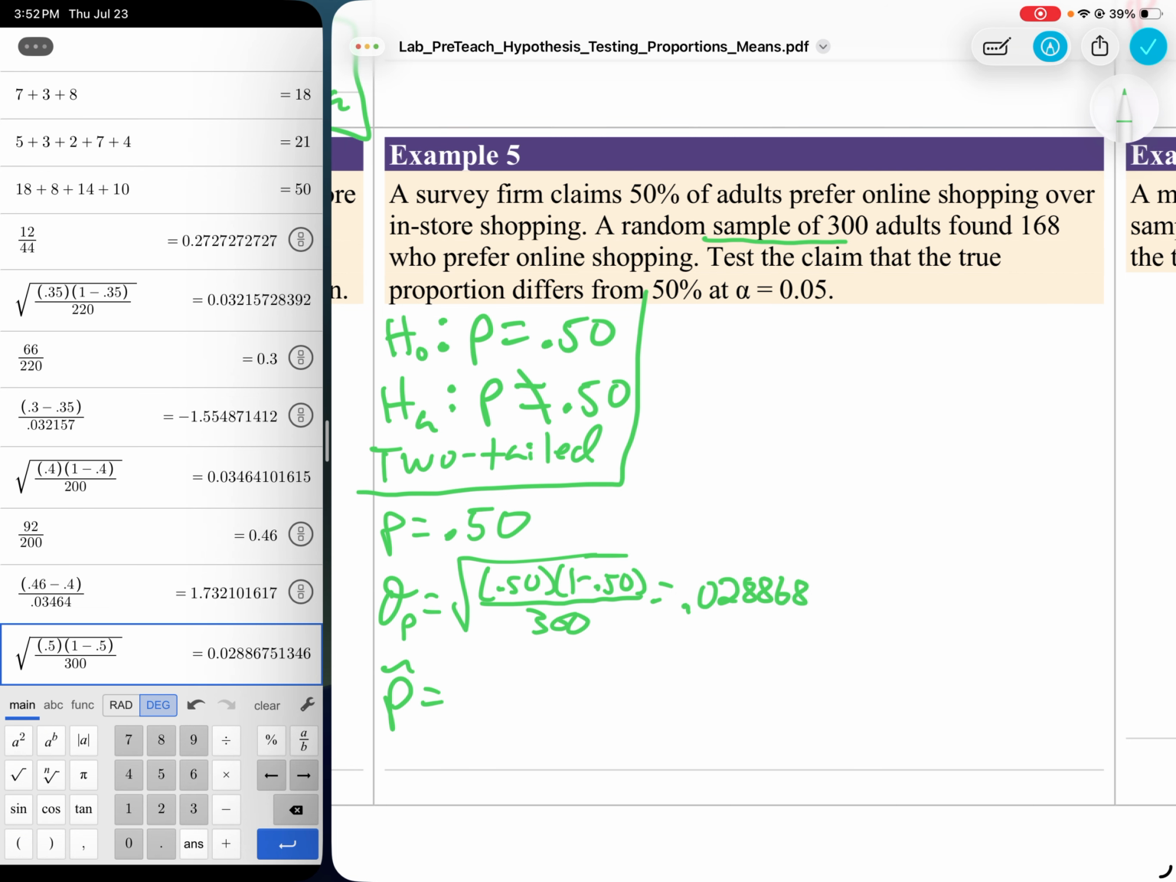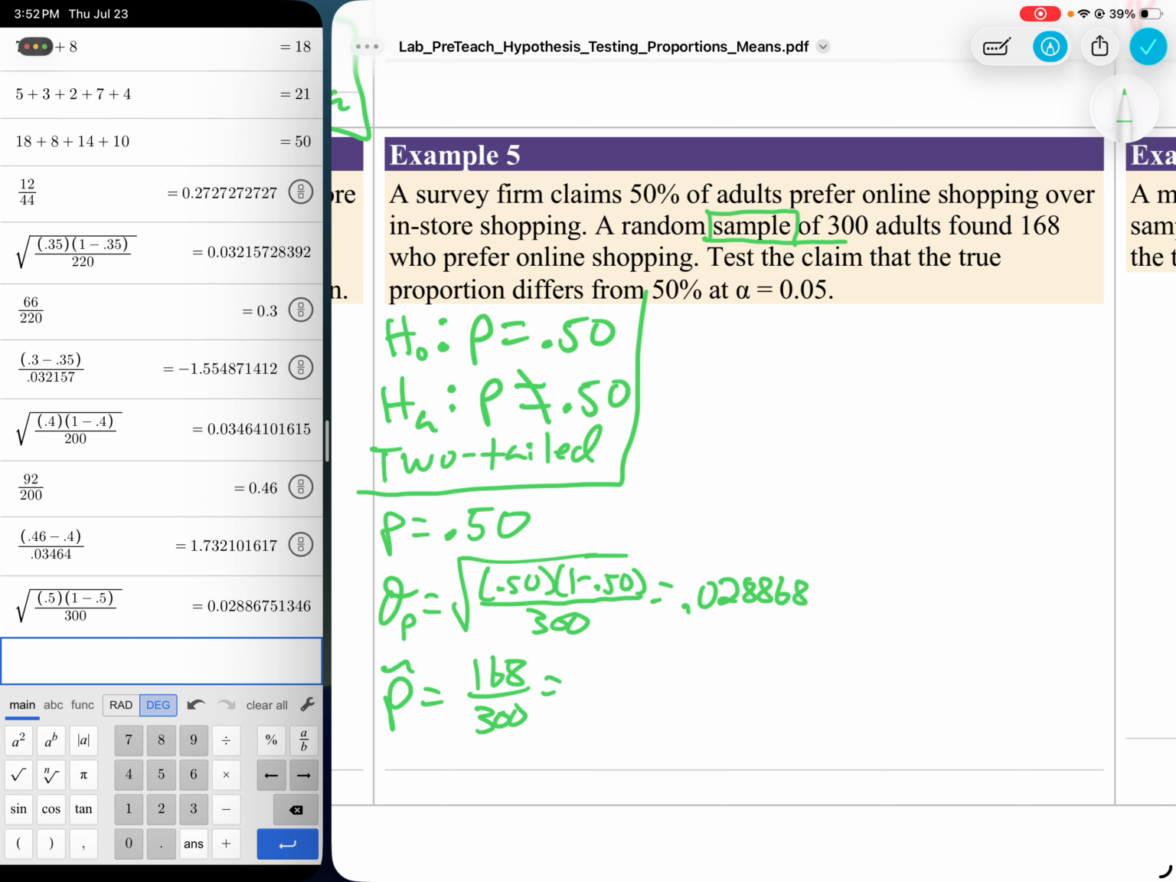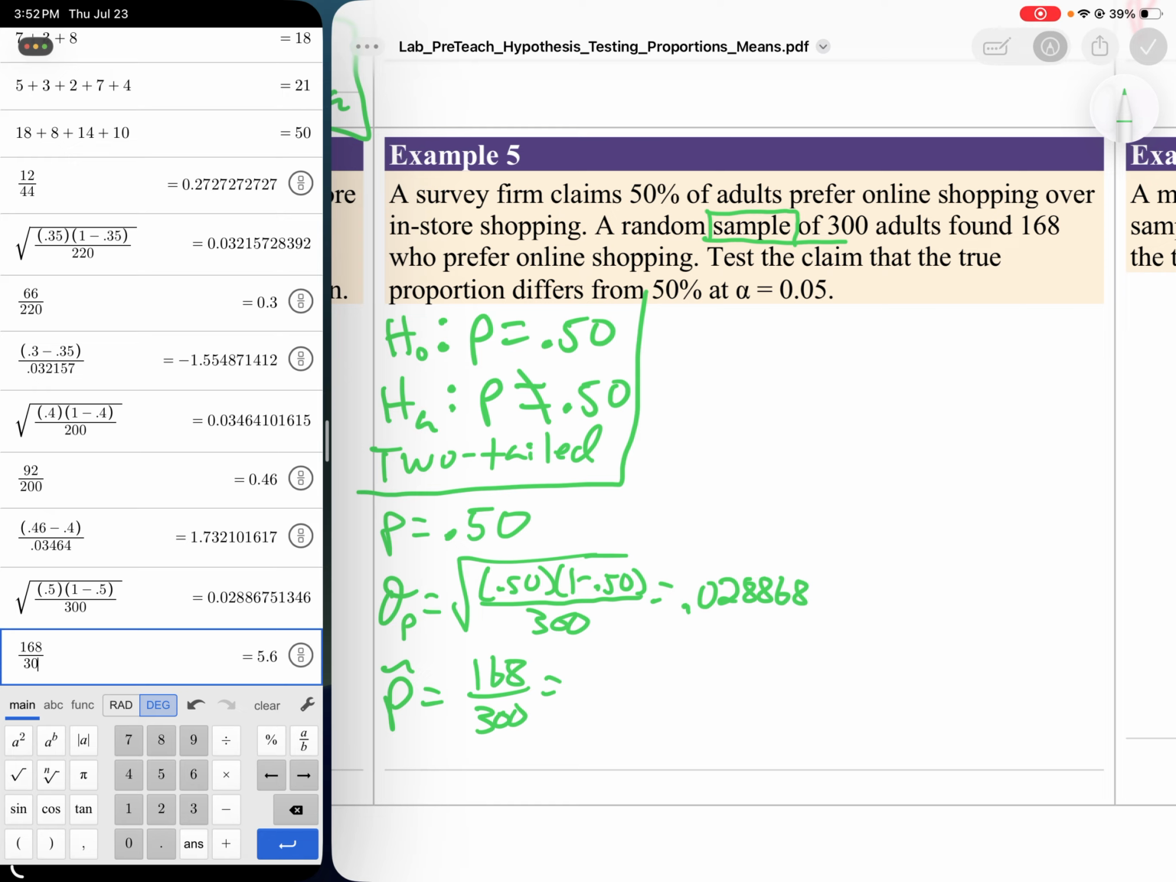Our p-hat is our sample proportion, so we need to go find the data in our problem that is about the sample. And I see that 168 out of the total 300 like online shopping. So we're going to turn that into a decimal real quick, and we will use 0.56 as our p-hat. We now have everything we need to go get our z-score or z-statistic, and then to go get our tails that we need.